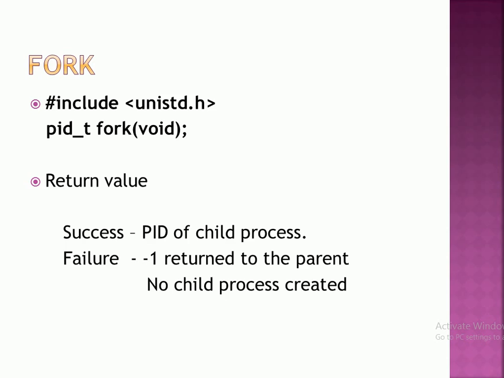The first system call is from process management, the fork system call. The fork system call creates a new process by duplicating the calling process. The new process is referred to as a child process and the calling process is referred to as a parent process. This is the syntax for the fork system call.